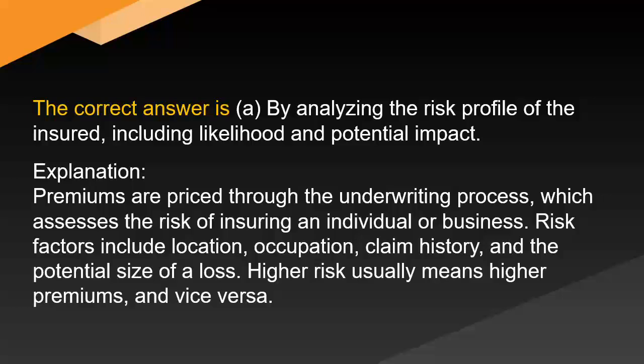The correct answer is A. By analyzing the risk profile of the insured, including likelihood and potential impact. Explanation. Premiums are priced through the underwriting process, which assesses the risk of insuring an individual or business. Risk factors include location, occupation, claim history, and the potential size of a loss. A higher risk usually means higher premiums and vice versa.